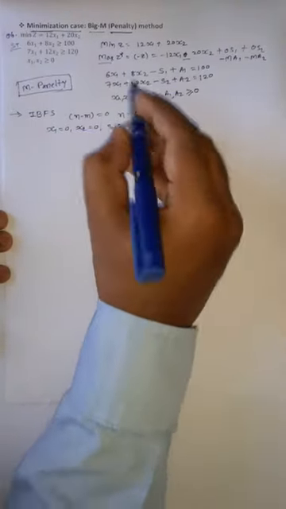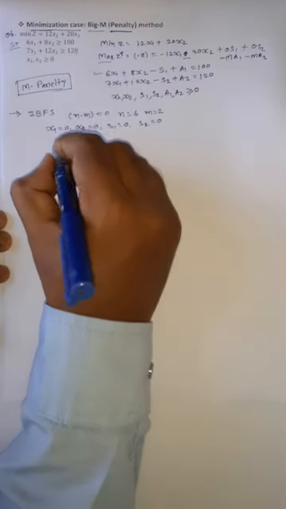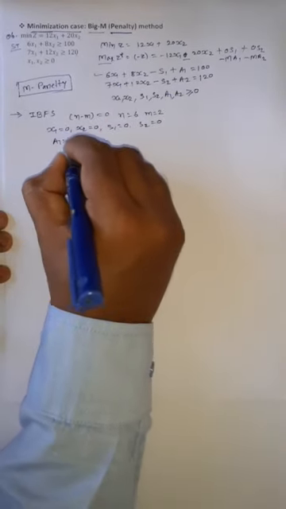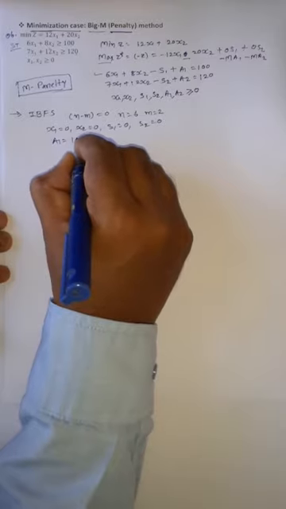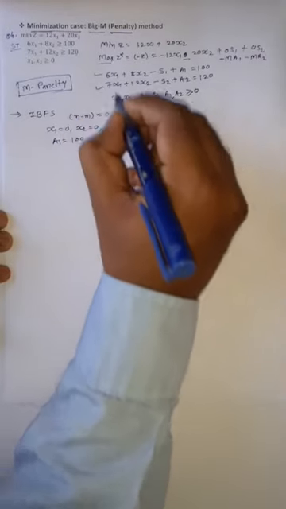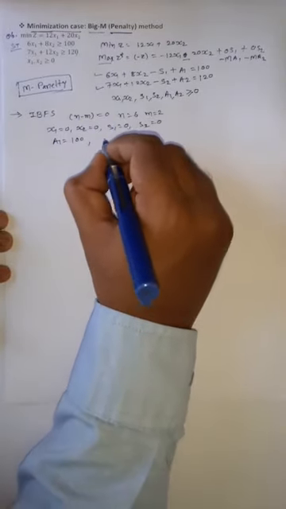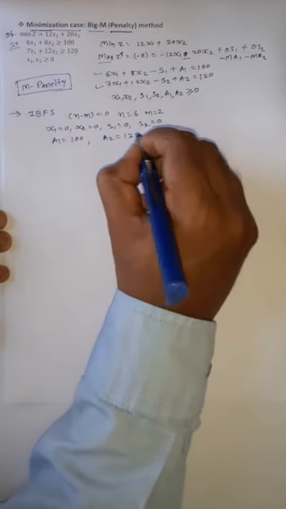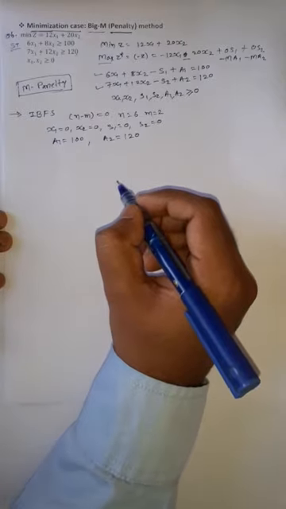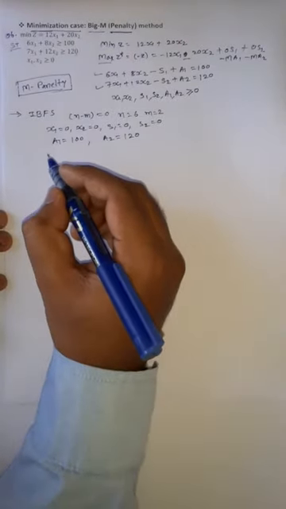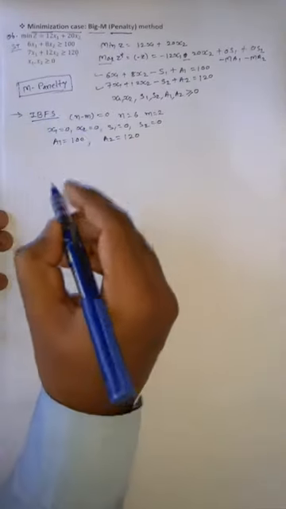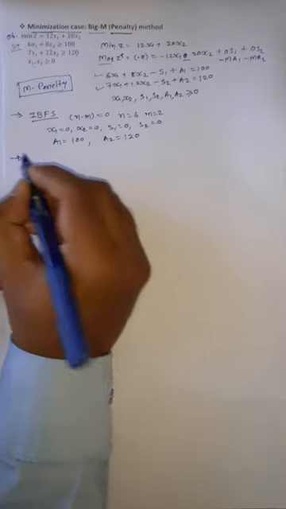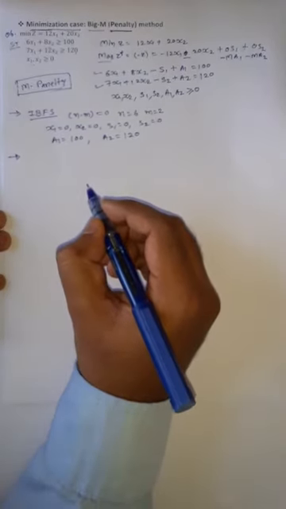After considering these values, let's calculate the value of the other variables. If we put all these values in the two constraints, in the first constraint we get the value of artificial variable a1 equal to 100, and if we put these values in the second equation, we get the value of a2, the other artificial variable, equal to 120.